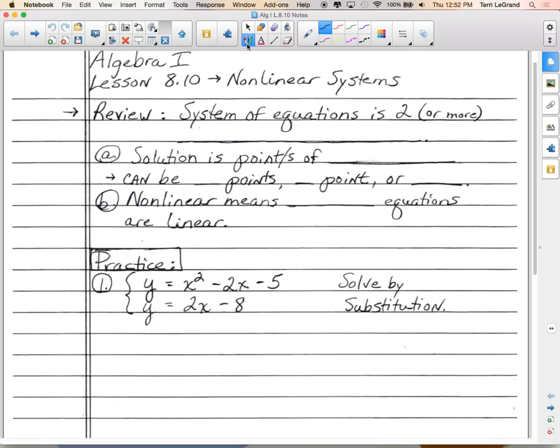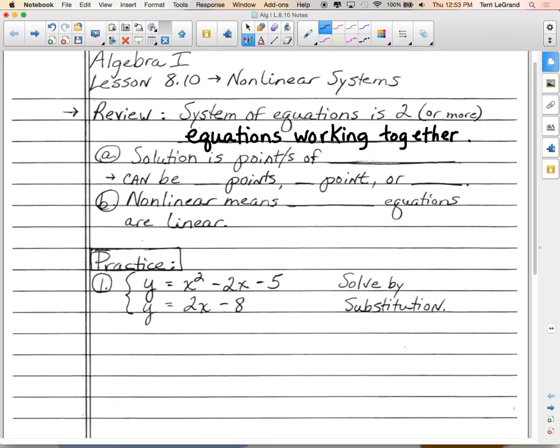So let's review first of all what a system of equations is. A system of equations is two or more equations working together. In other words, when you solve them, the solution or the solutions have to make every equation in that system true. The good news is we're going to just work with two equations working together.